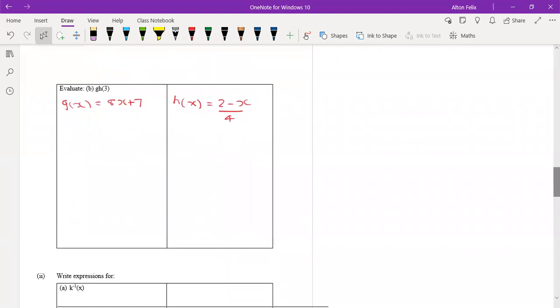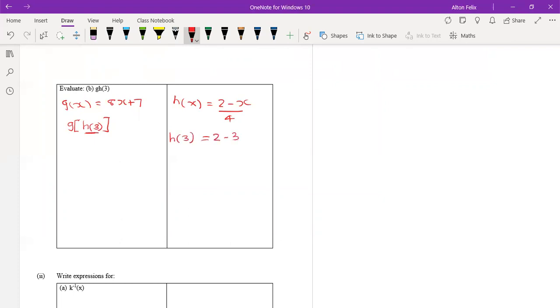Okay, so do you remember how we approach this? gh of 3 is the same as g of h of 3. So we're going to work what is inside of the square brackets first, which is our h of 3. Let's work that out. h of 3 will give us 2 minus 3 all over 4, so this will be negative 1 over 4, which is negative 1/4.